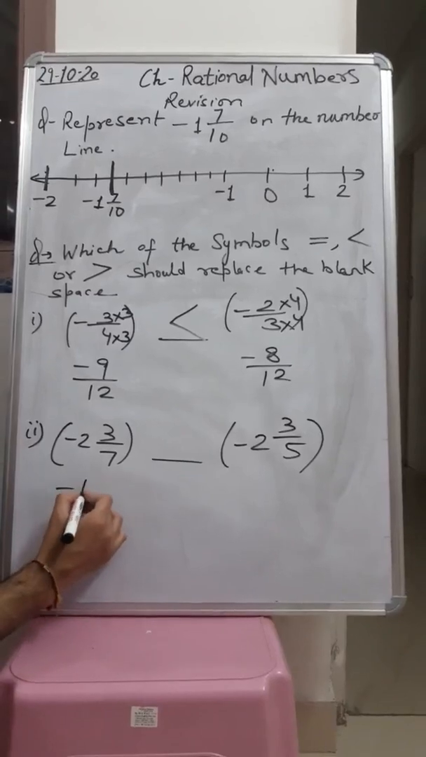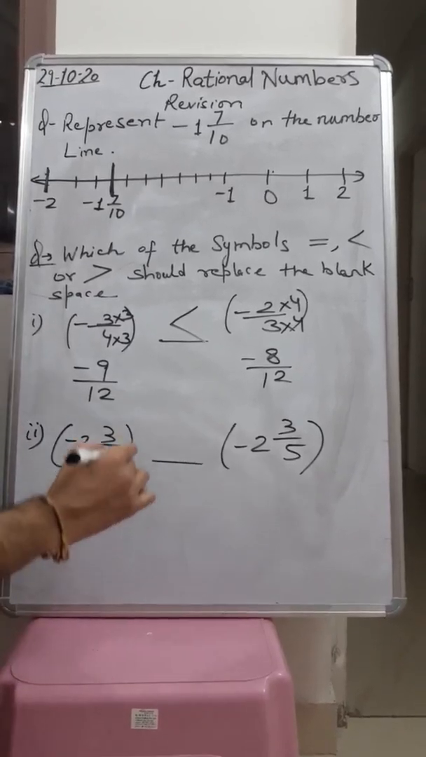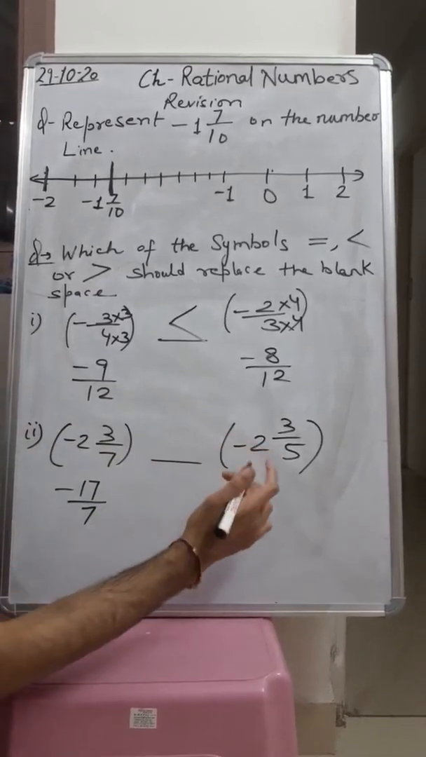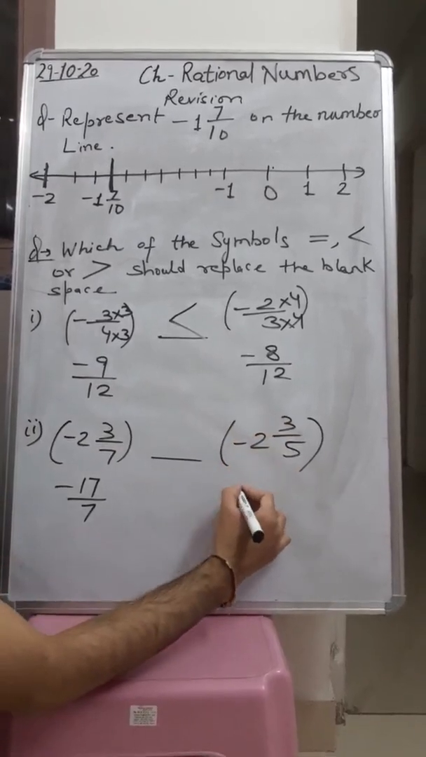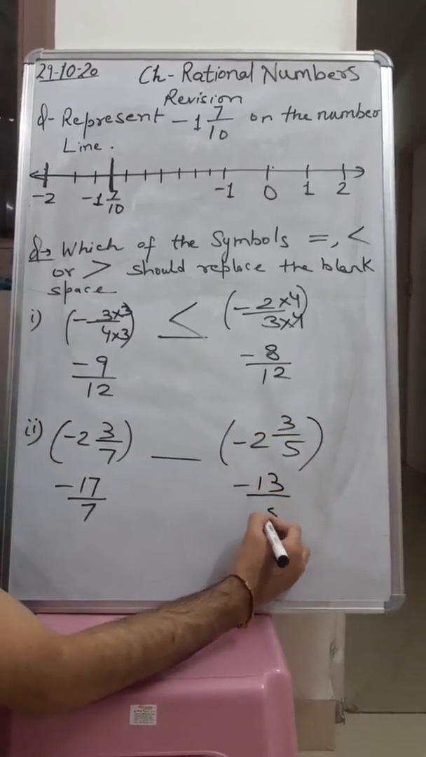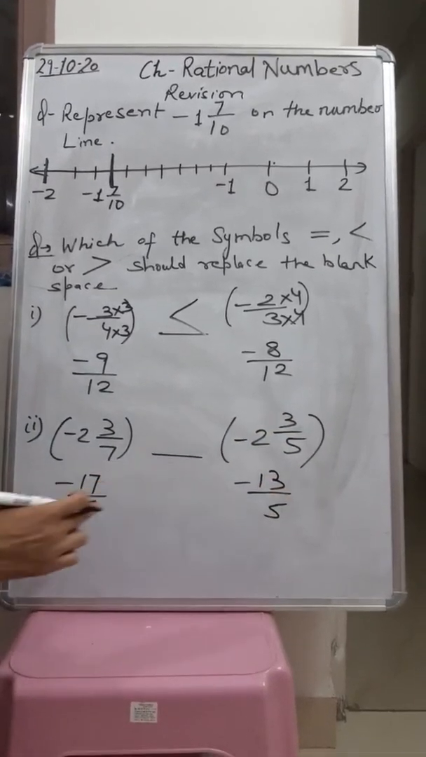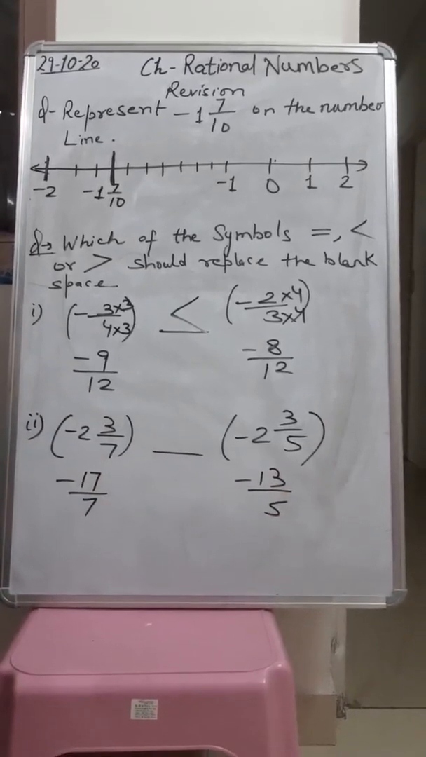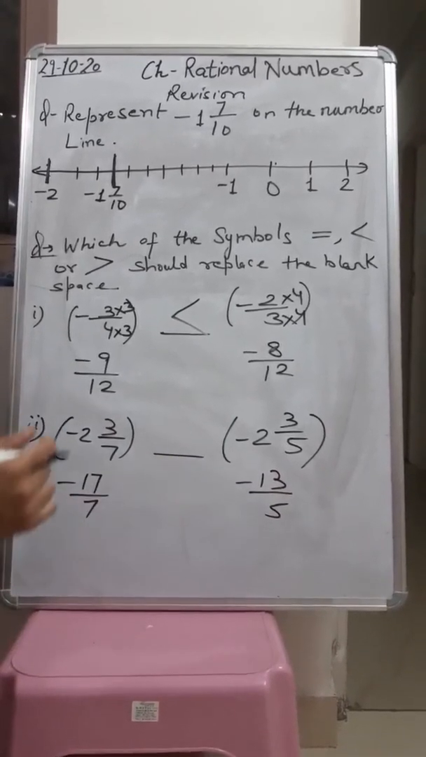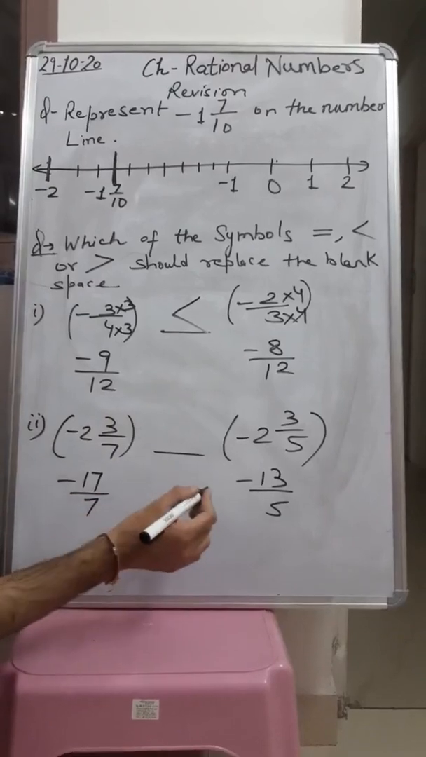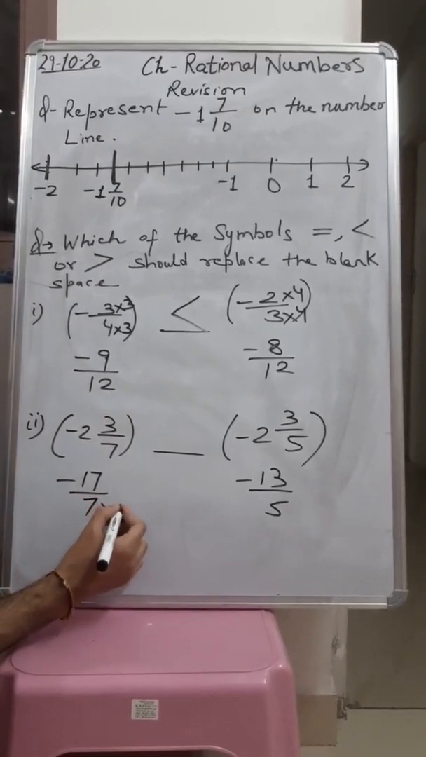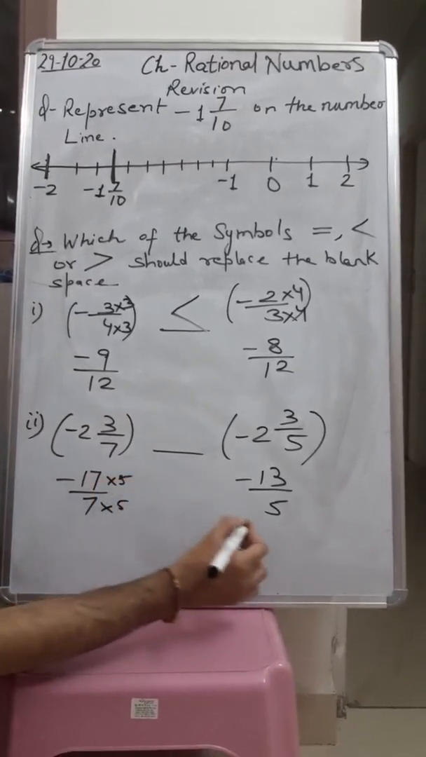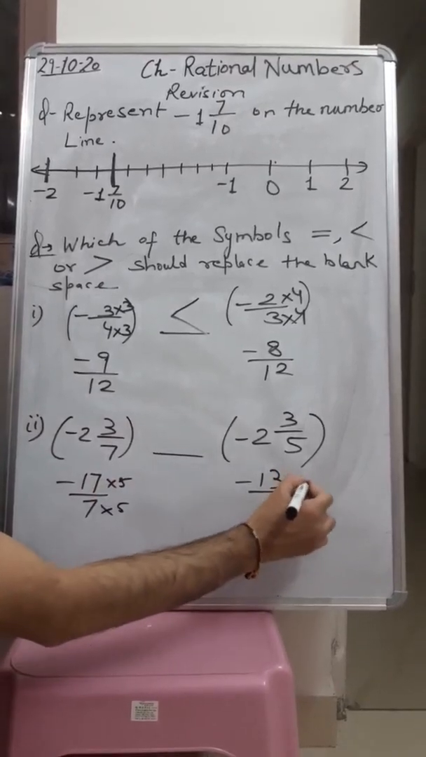It will give you minus 17 upon 7, and here it will give you 10 plus 3, 13, minus 13 upon 5. Again, to compare these two fractions, we have to see the denominators. The denominators are 7 and 5. That means we have to take an LCM. LCM of 7 and 5 will be 35. So that means here you have to multiply by 5 and here you have to multiply by 7.